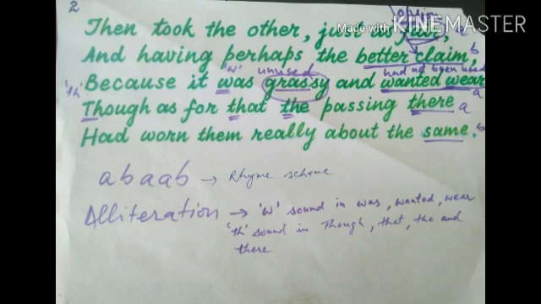So now let's take the word meanings. Here in the first line, fair. Fair means as good as the other one. And in the second line, we can see claim. It means better option. And in the next line, the word grassy means unused, and wanted wear means had not been used. So now let's take the explanation of the stanza.